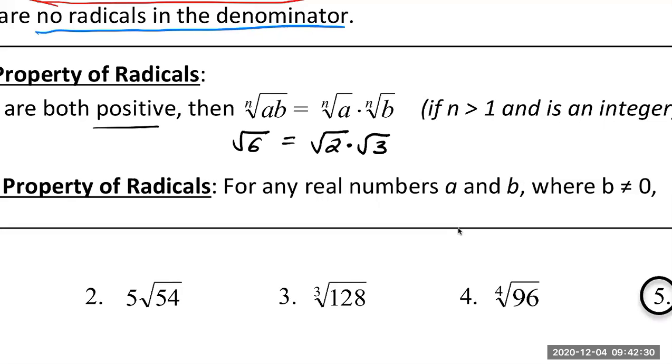And then we could go both ways. We can go the way that I just went, or we could go this way as well. The square root of 6 you can rewrite as the square root of 2 times the square root of 3. That only applies if the index is greater than 1 and is an integer, like 2, 3, 4, 5, 6, 7, 8, 9, 10.